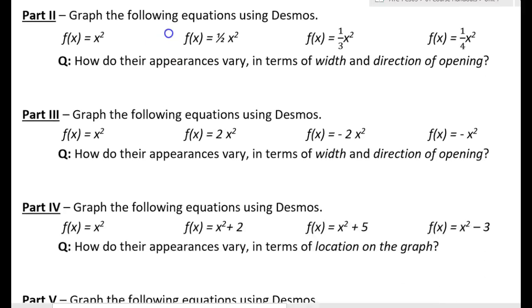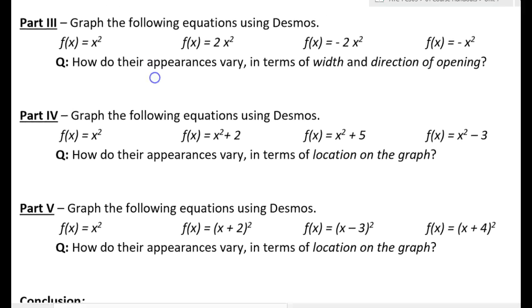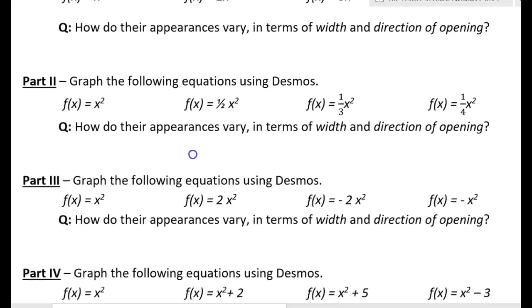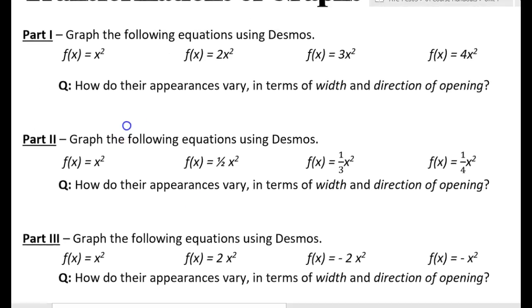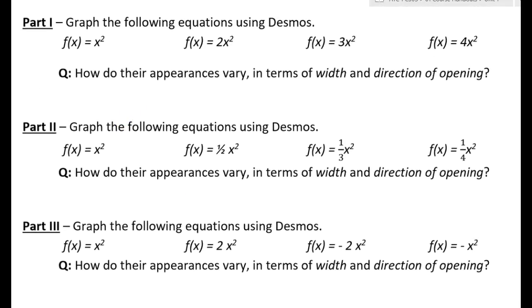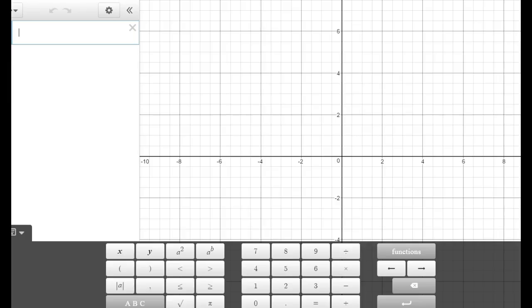This activity is broken down into 5 parts. Each part is looking at how varying a different value changes our graph. So I'll walk you through part 1 to get you started, and then you can do parts 2 through 5 on your own. The first thing we need to do is make sure we have Desmos open, and we're going to be graphing these 4 equations on the same grid at the same time.